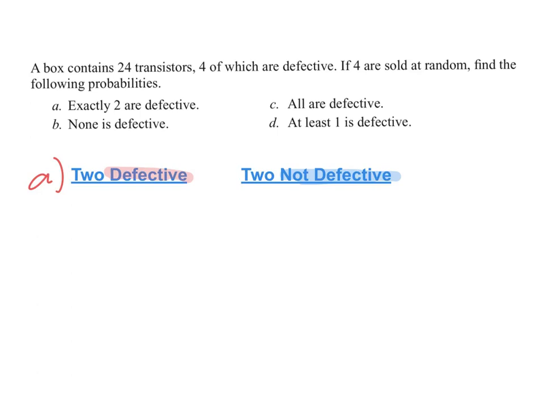Does the order matter? No. It doesn't. So these are going to be combinations, okay? So let's talk about the defective pile. How many are being chosen from how many here?